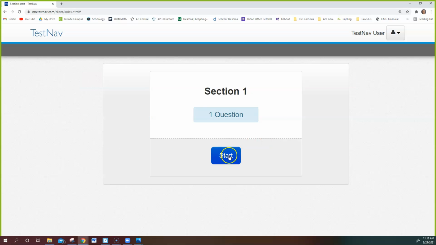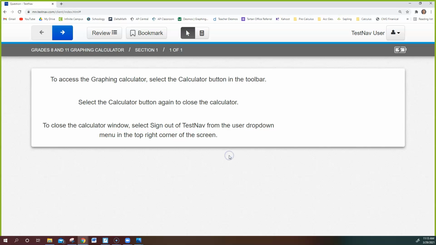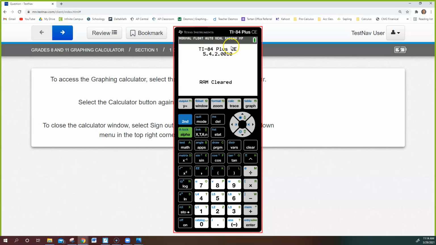If I click on start and click start again, we don't really care about anything on this page other than if you keep clicking start, you'll get to this point where you can click on the calculator. And then that should allow you to use that calculator. So Ella, let me know if that worked.